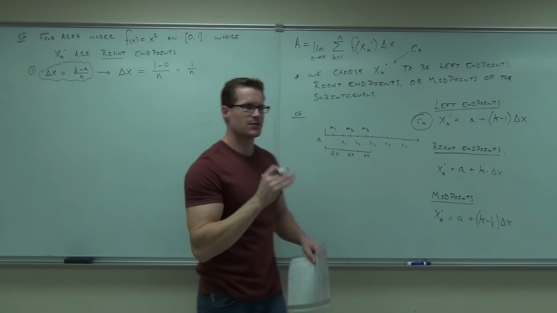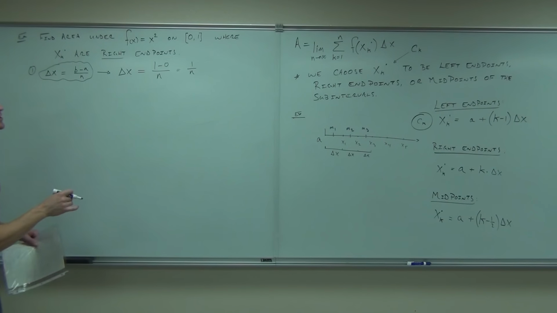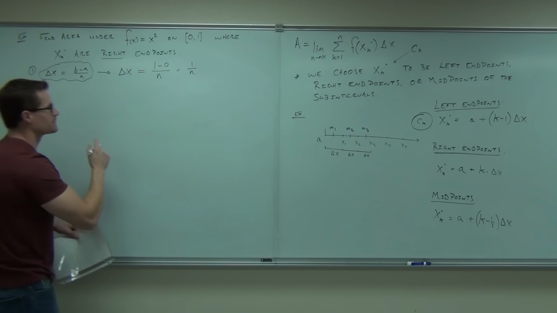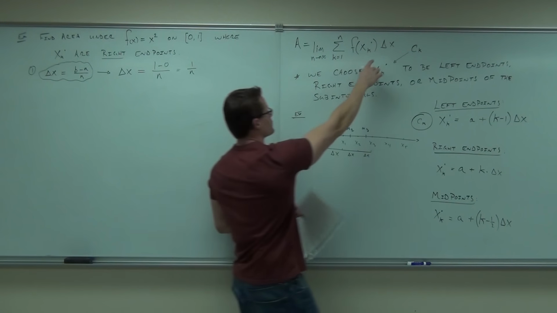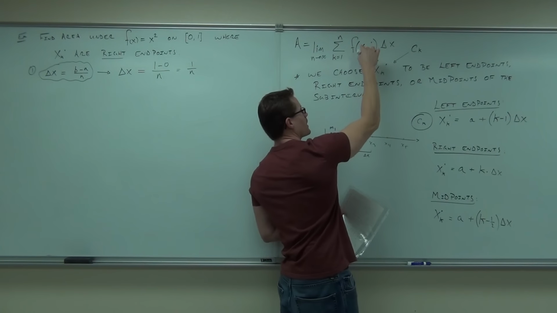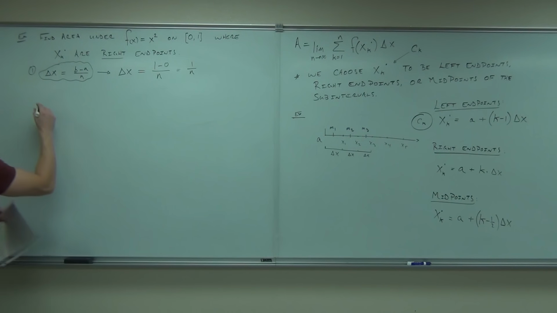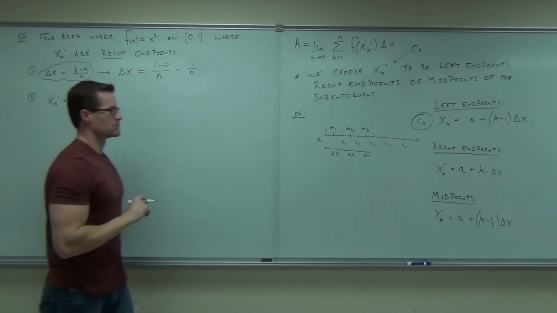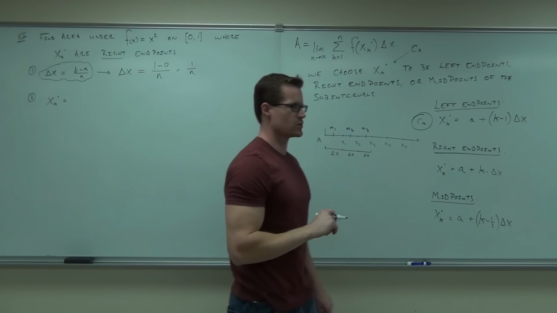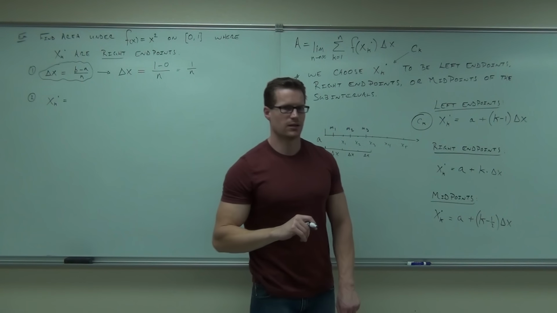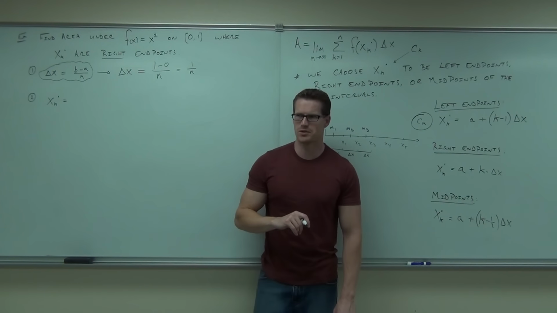The next thing you have to do is come up with some representation of your xk dot. You need that because we have now our delta x. That's great. 1 over n. We now need our xk dot. Oh, let's do the xk dot. I said left, right, or mid. Which are we doing? Right.